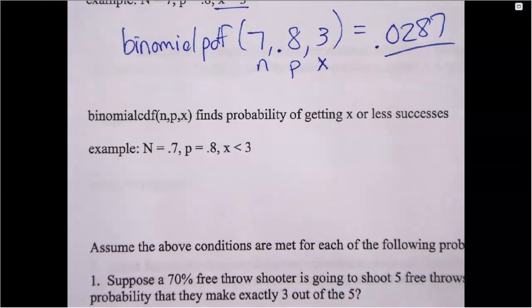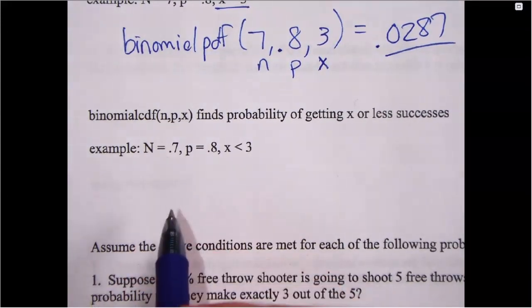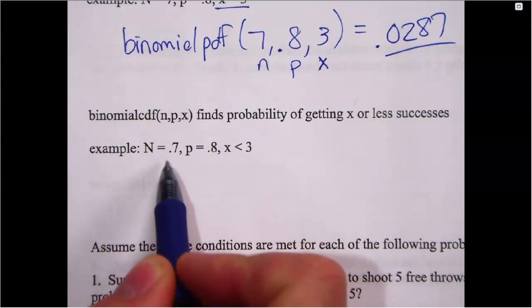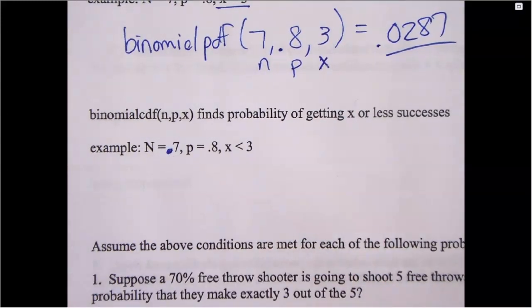The probability of X or less successes, you got to be a little careful on these. Oops, it says N equals 0.7. Cross out that point, N is equal to 7 there.